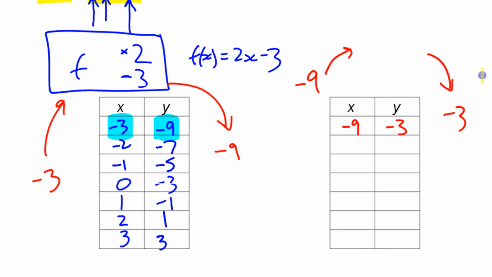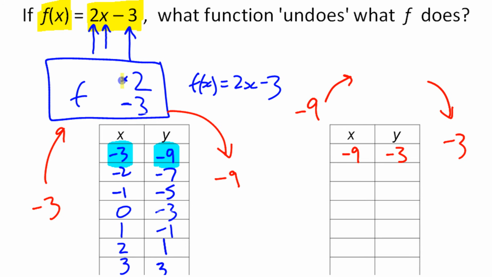Now think about how you undo these. If what we did is we multiplied by 2 and then we subtracted 3, what we have to do to undo that is take our x value and add 3, right? Because that's the opposite of subtracting 3. And then we have to divide by 2 because that's the opposite of multiplying by 2. This function here is going to be what's called the inverse. This is going to undo it.